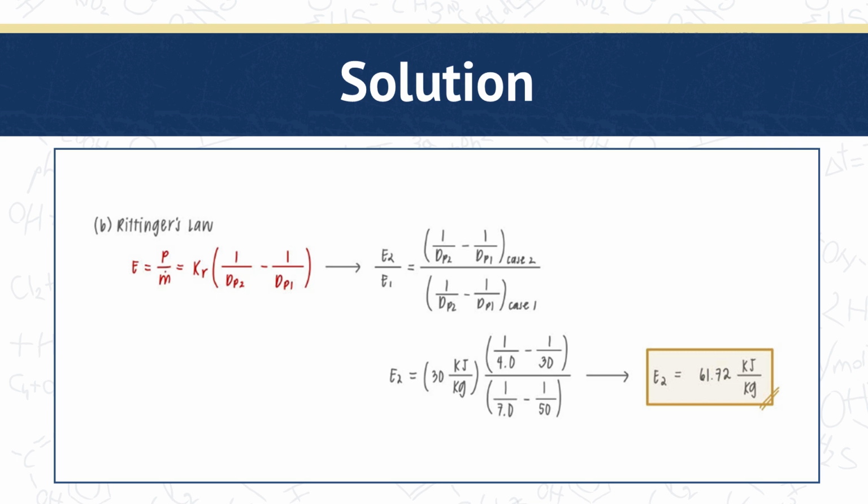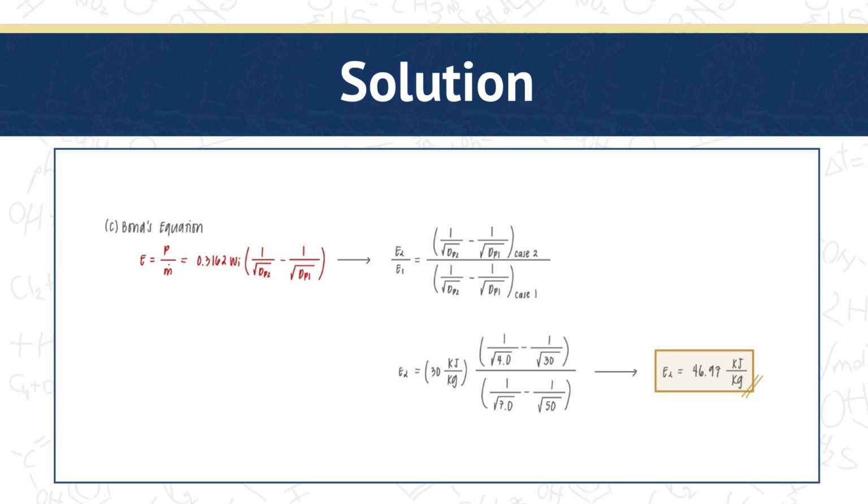Now, applying the same principle to the succeeding laws, we get this equation for Rittinger's. Substituting values, we get 61.72 kilojoules per kilogram. As you can see, this energy requirement is significantly higher than that from Kick's law. That makes sense. Rittinger's law focuses on surface area, which increases rapidly with finer grinding.